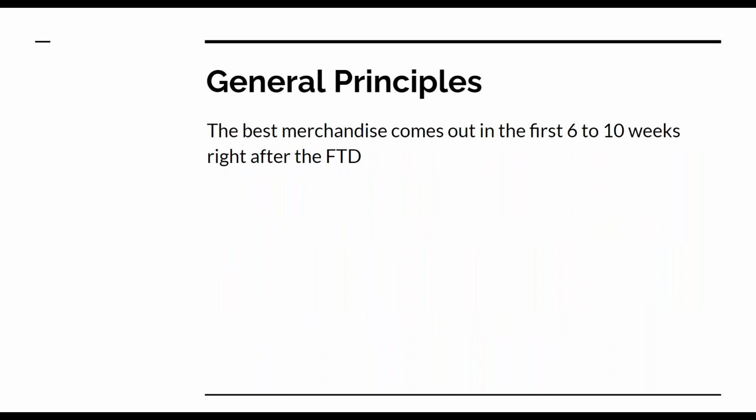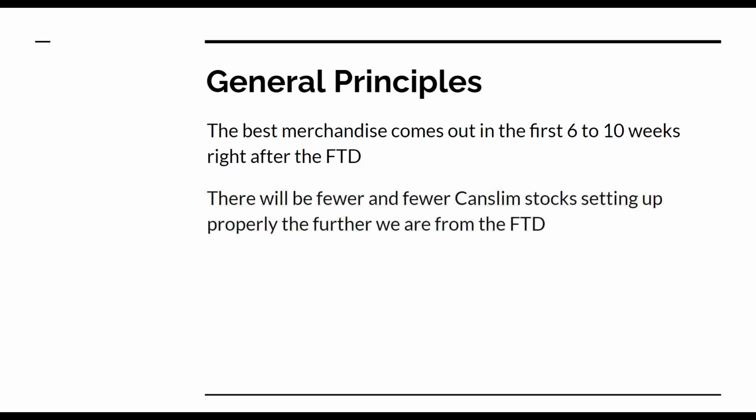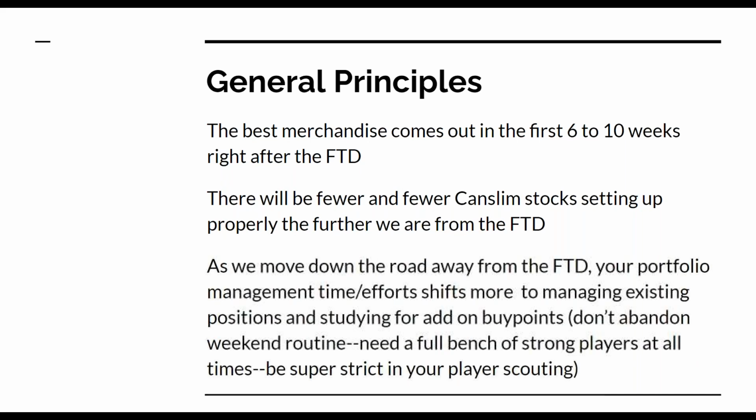So, other general principles to remember. The best merchandise comes out in the first 6 to 10 weeks right after a follow-through day, following a true bear market or a serious correction. As we get further and further away from the follow-through day, there are going to be fewer and fewer CANSLIM stocks setting up.